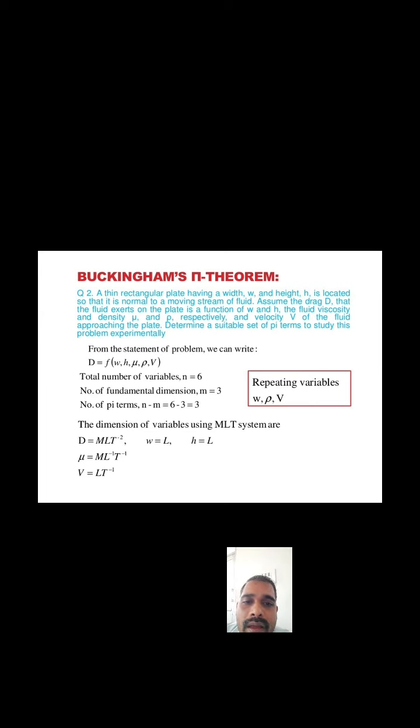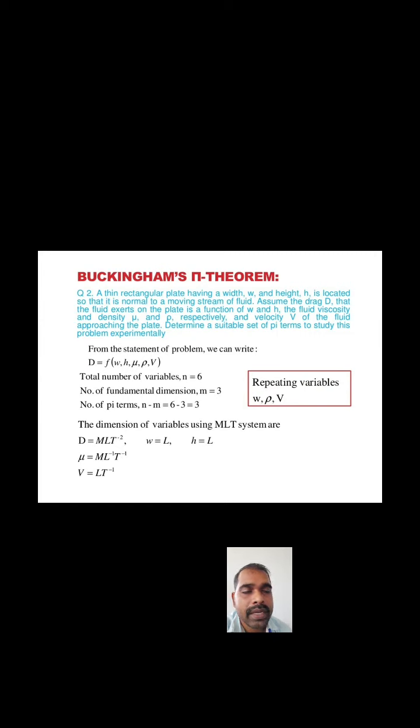So here drag force is the dependent variable. So D equals a function of width W, height h, viscosity mu, density rho, velocity v. For selecting the geometric property, there is a competition between width and height. We can choose any one because the dimensions are the same. You can choose W or h here. They have selected W here, right?